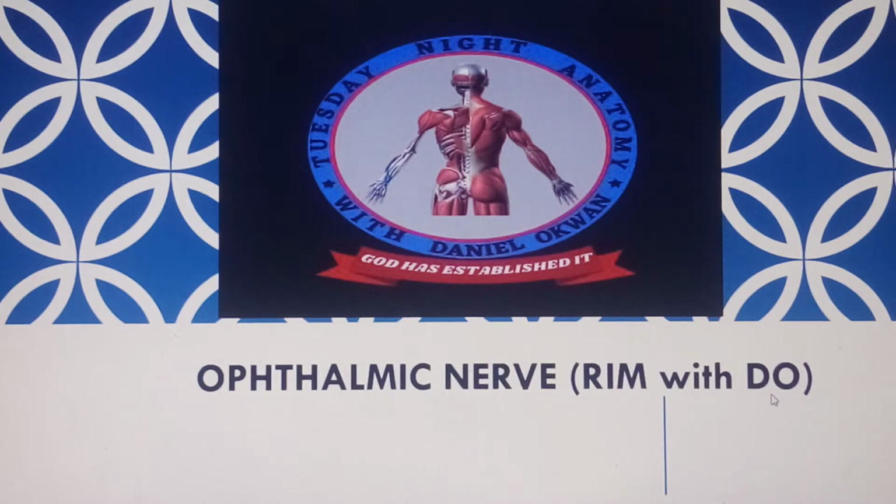Today's section, I quickly run with you the ophthalmic nerve. Now get to know that the ophthalmic nerve is actually the first division of the trigeminal nerve. Of course, we know that the trigeminal nerve is the fifth cranial nerve emerging from the ventral aspect of the pons, and it's going to have three divisions. The first division being the ophthalmic nerve, the one we are going to do today.